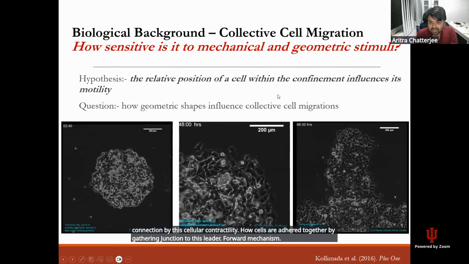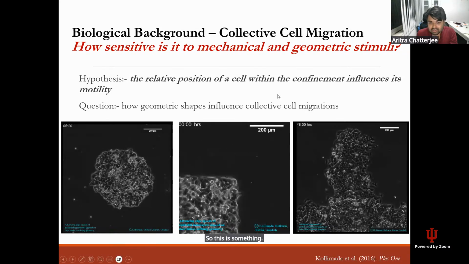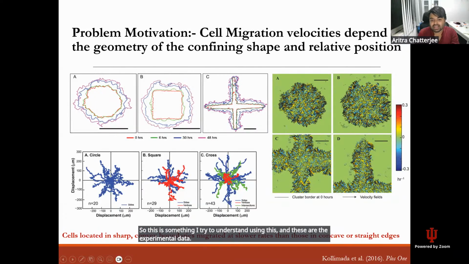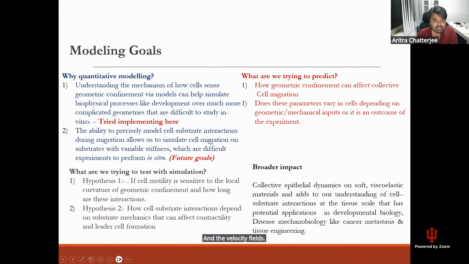So this is something I tried to understand using this, and these are the experimental data which hopefully the model can reproduce at some time: how the envelope of the monolayer changes with time, how the displacement of the leader cells changes, how skewed they are depending on their positions, and the velocity fields. So this was my initial modeling goal. Some of this slide I presented in the hackathon initial talk.